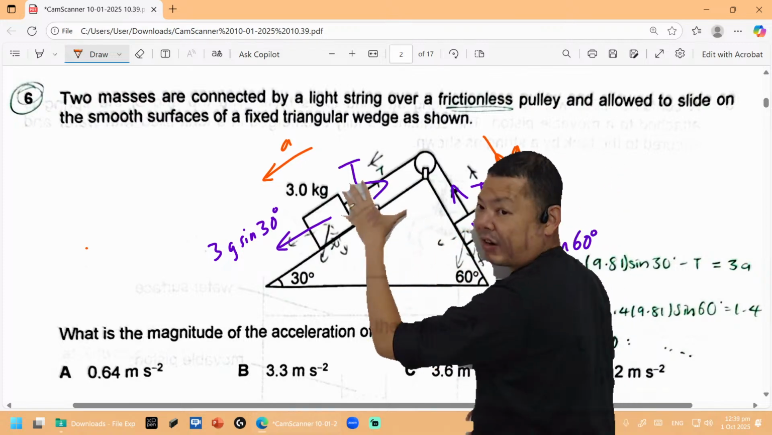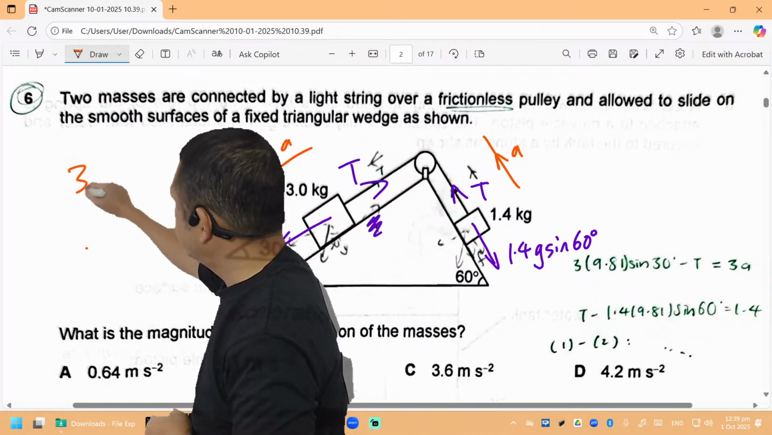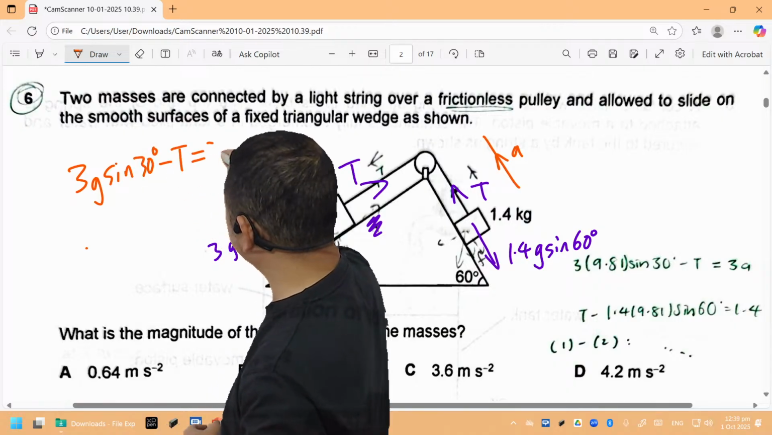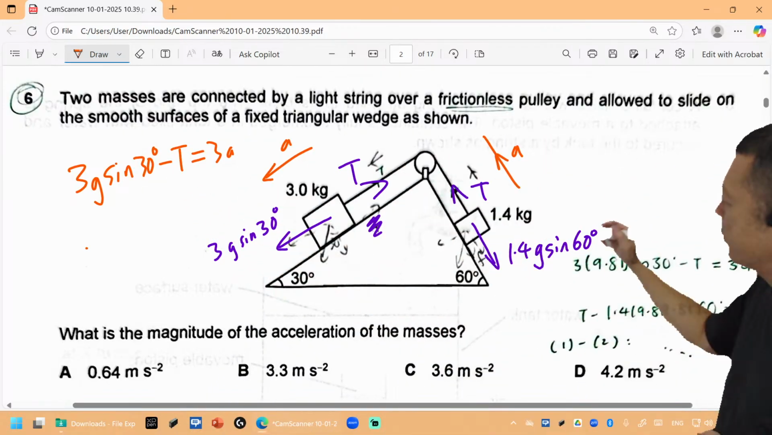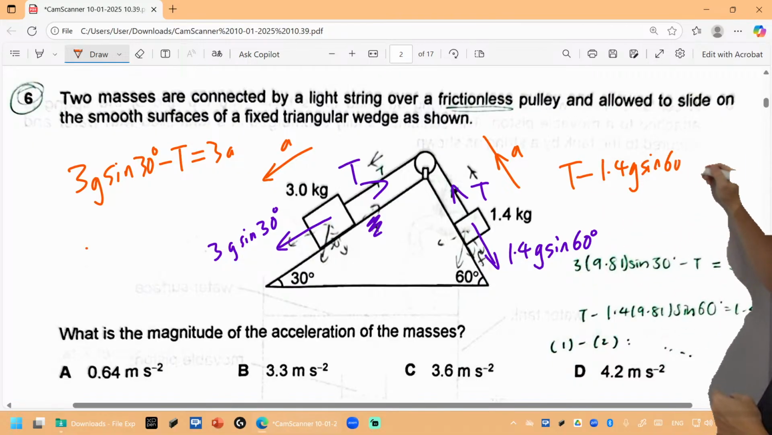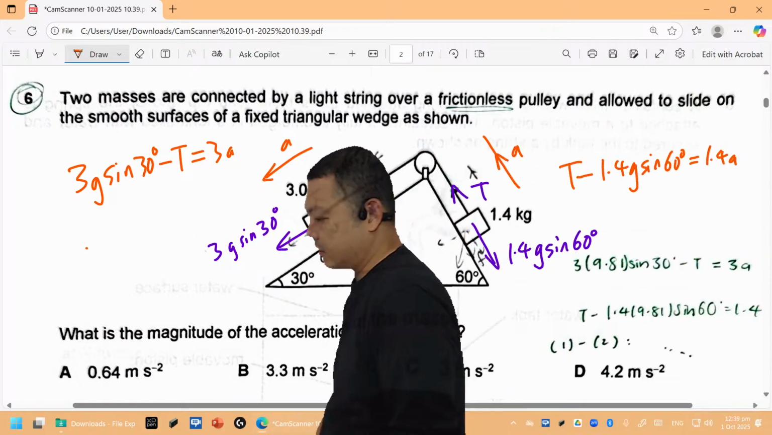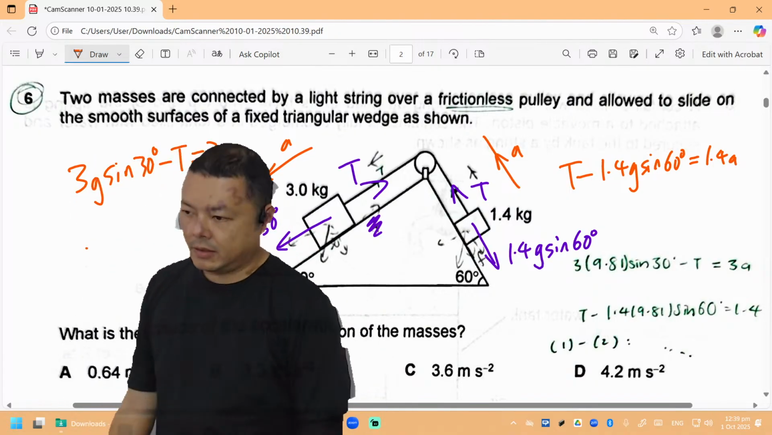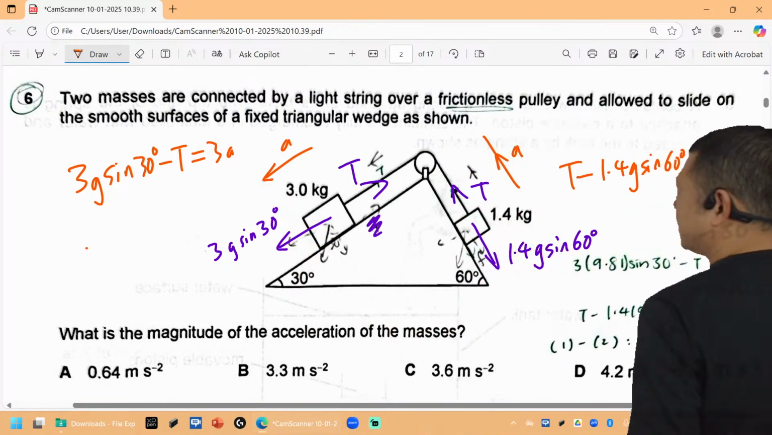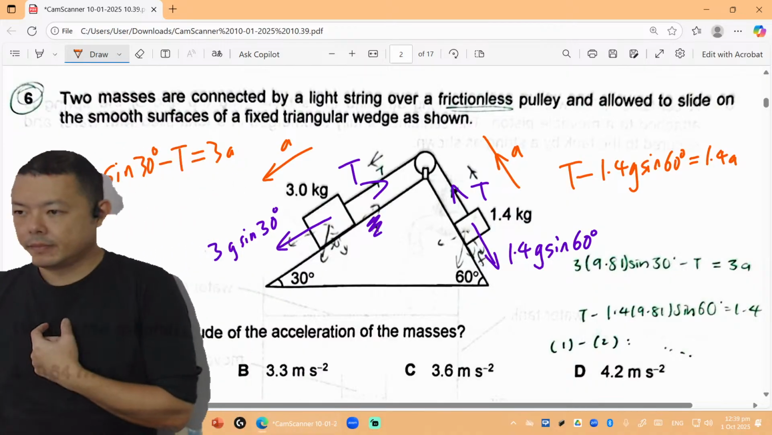Then you can start writing your equation now. So what's the equation you write for this object here? 3g sine 30 degrees minus T equals 3a. Then what would you write for this one here? T minus 1.4g sine 60 degrees equals 1.4a. Right? And then solve for a. You don't have to solve for T, so what you can do is add this equation plus the other equation, and then you can get rid of T already.